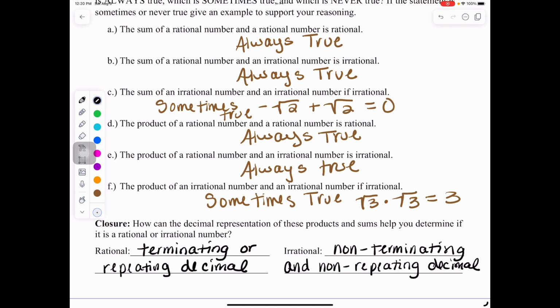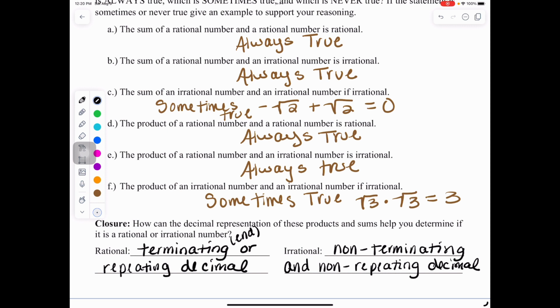Okay, so at this point, you were able to try the closure question on your own. How can the decimal representation of these products and sums help you determine if a number is rational or irrational? So decimal, specifically, is asking you to activate prior knowledge from when we talked about all the subsets of the real number system. Rational has the word ratio in it, means it can be written as a fraction. Those fractions turn into one of two types of decimals. Terminating, which means they end, or repeating.